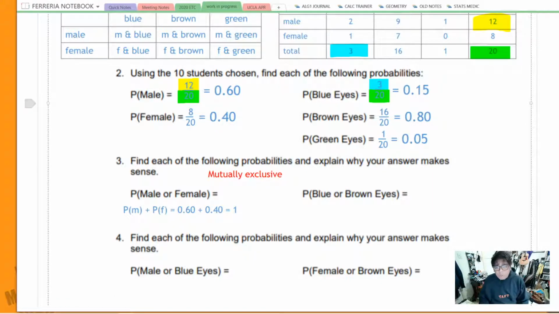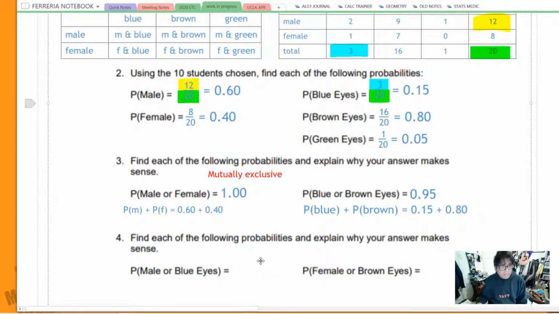The next one is blue or brown eyes. Probability of blue or brown, because they are mutually exclusive, is equal to the probability of blue plus the probability of brown. That's 0.15 plus 0.8, and that's 0.95. Okay, so that takes care of mutually exclusive.